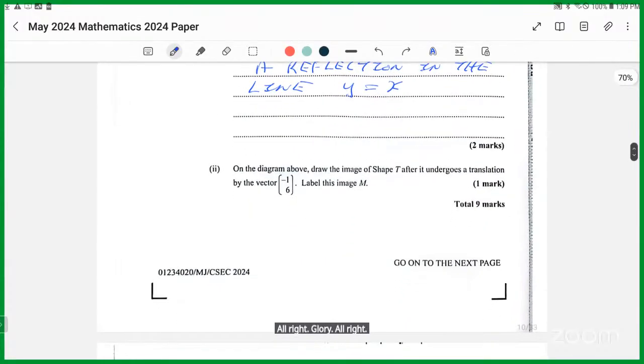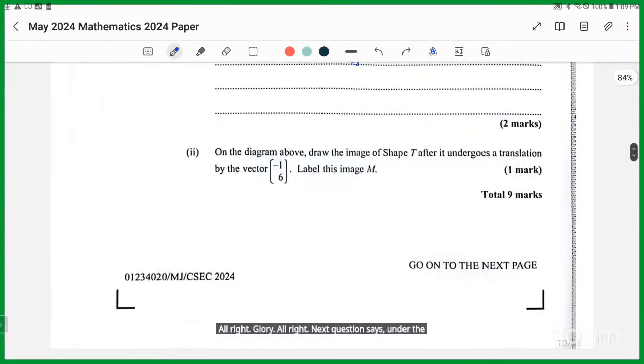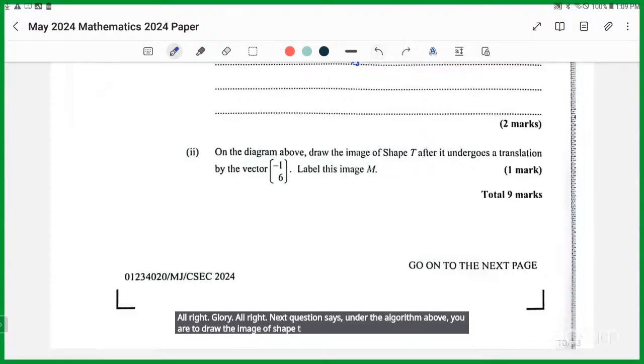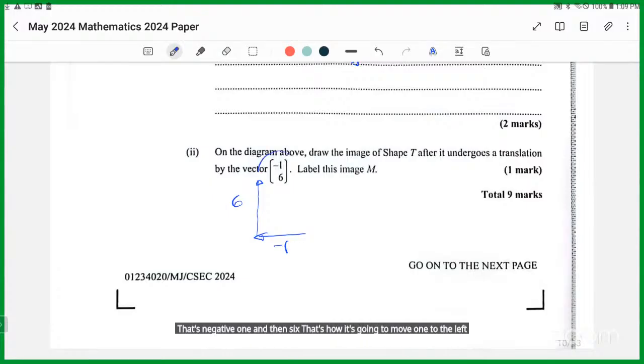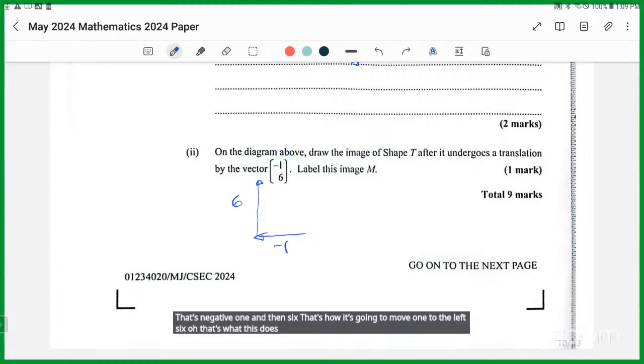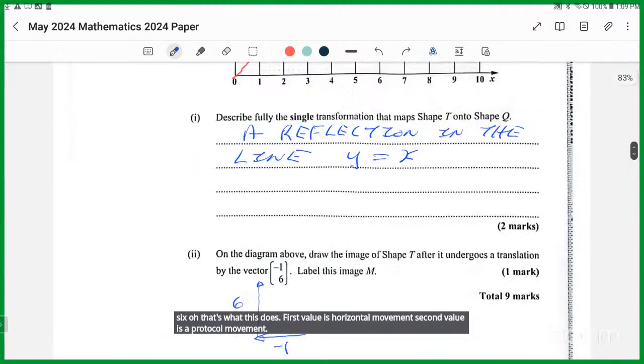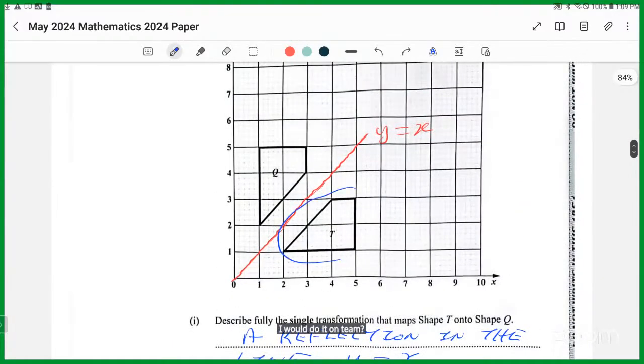Next question says, on the diagram above, we have to draw the image of shape T after it undergoes a translation by this vector. This vector (-1, 6) means 1 to the left, that's -1, and then 6 up. That's how it's going to move. First value is the horizontal movement. Second value is the vertical movement. And we're doing it on T.